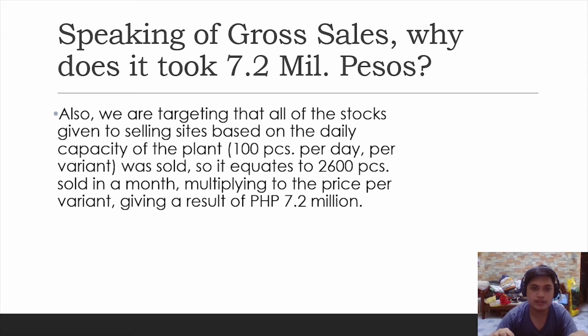Also, we are targeting that all of the stocks given to the selling sites, based on the daily capacity of the plant, 100 pieces per day per variant, will be sold, which equates to 2,600 pieces sold in a month. Multiplying that by the price per variant gives a result of 7.2 million. This is why our gross sales will become 7.2 million pesos, since we assume that the products being manufactured are all sold.